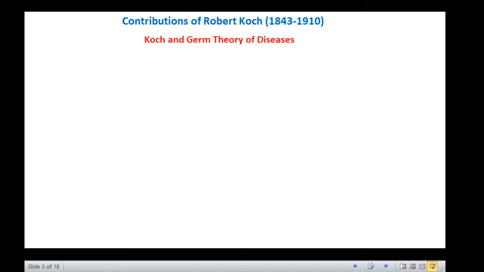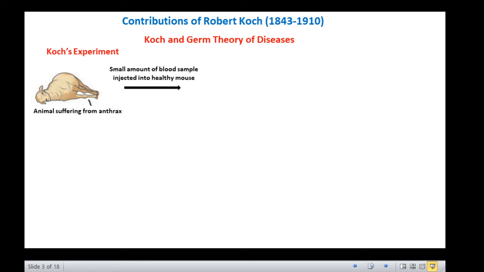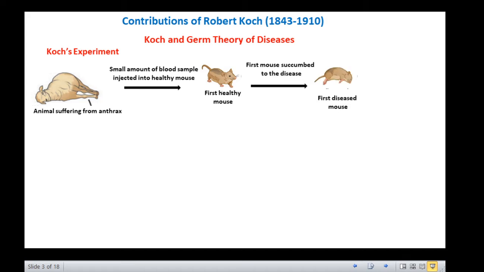Let us now discuss how Koch led us to the germ theory of disease. Koch established by careful microscopy that the causative agent, a rod-shaped bacteria, was always to be found in the blood of an animal suffering from anthrax. He took a small amount of infected blood and injected it into a healthy mouse. The healthy mouse showed symptoms and succumbed to the disease.